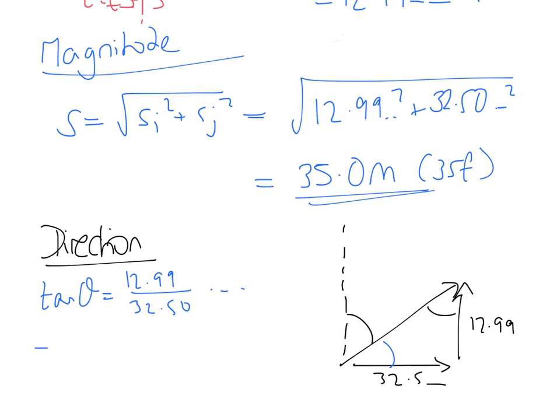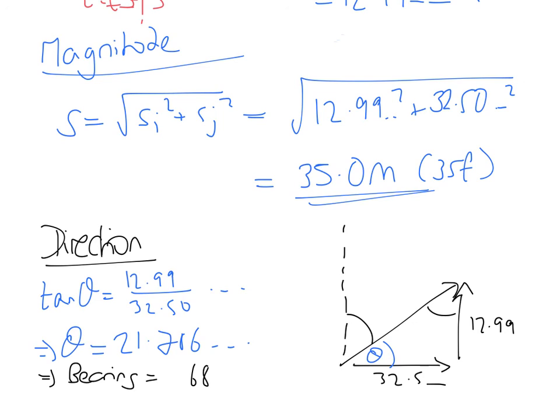So that theta gives you a theta value here of 21.786 blah blah blah, which means the bearing is 90 minus that, which gives you 68 degrees, or because you normally give it as three numbers, 068 degrees there.